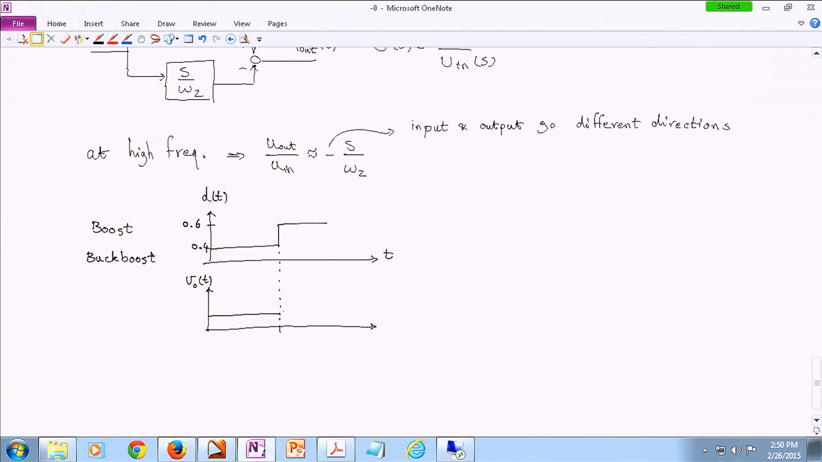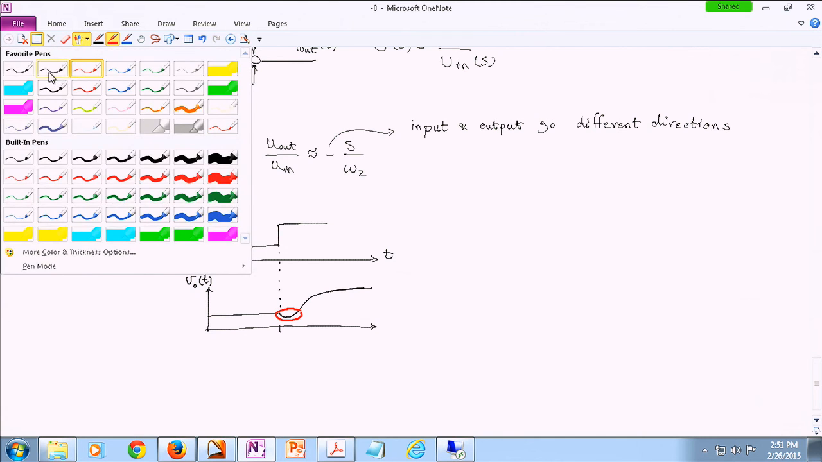Like in the buck converter, V out is D times V in. So if the duty cycle increases, V out increases. And in all of them, 1 over 1 minus D or D over 1 minus D. But here, because it's a non-minimum phase system, all of a sudden you have applied a sudden change. It's a very high frequency change. The input and output go opposite directions. So the output actually decreases a little bit and then increases ultimately. Okay, something like this. So this is the non-minimum phase behavior.